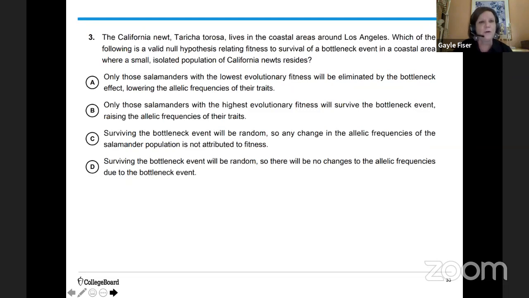Okay, A, only those salamanders with the lowest evolutionary fitness will be eliminated by the bottleneck effect, lowering their allelic frequencies of their traits. B, only those salamanders with the highest evolutionary fitness will survive the bottleneck event, raising their allelic frequencies of their traits. C, surviving the bottleneck event will be random, so any change in the allelic frequencies of the salamander population is not attributed to fitness. And D, surviving the bottleneck event will be random, so there will be no changes to the allelic frequencies due to the bottleneck event. Okay, I'll give you, let's go 15 seconds.